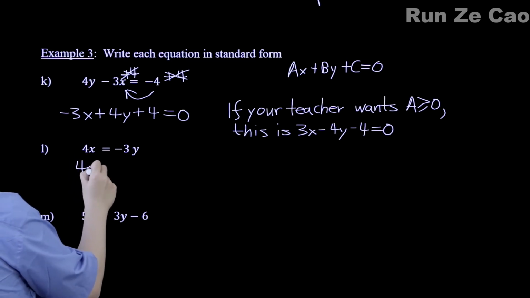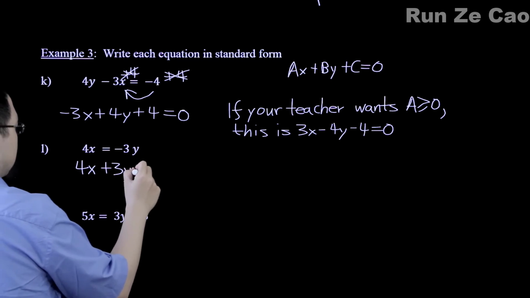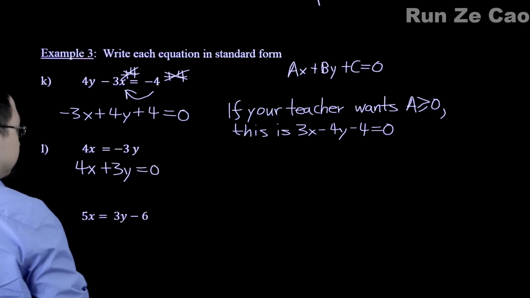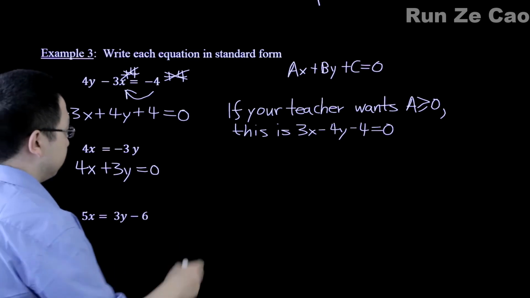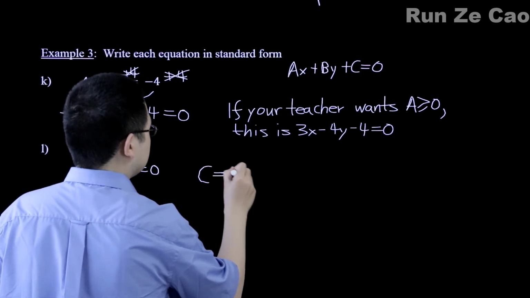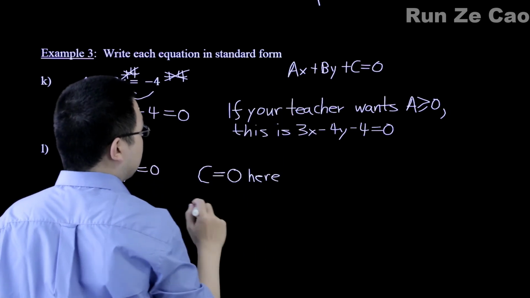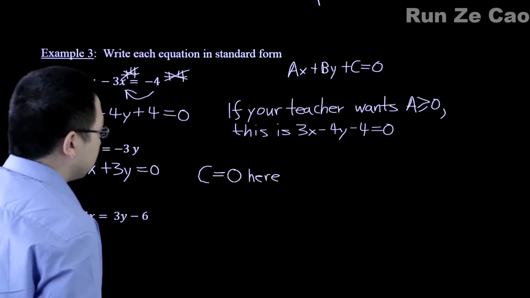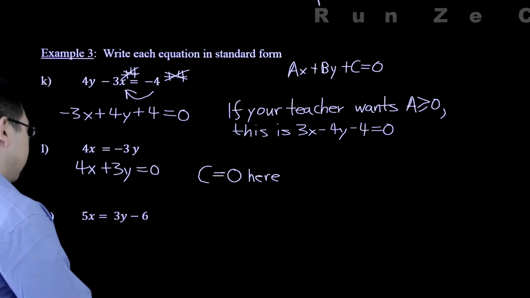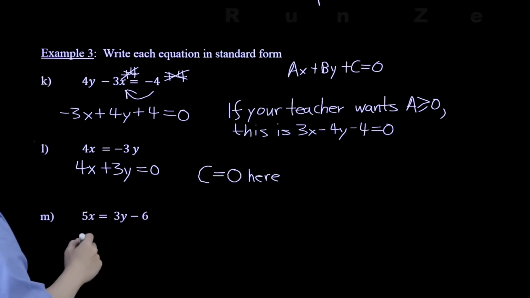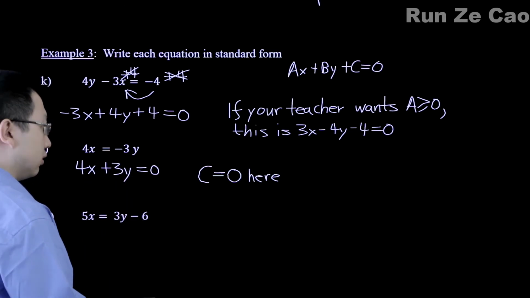So 4x equals -3y. That means 4x plus 3y equals 0, because we move this over. And there's no c term. C equals 0 here. So any of these, or any two of these for that matter, can be equal to 0 as the case requires. But not all three. That's not exactly an equation anymore. It would be just 0 equals 0.